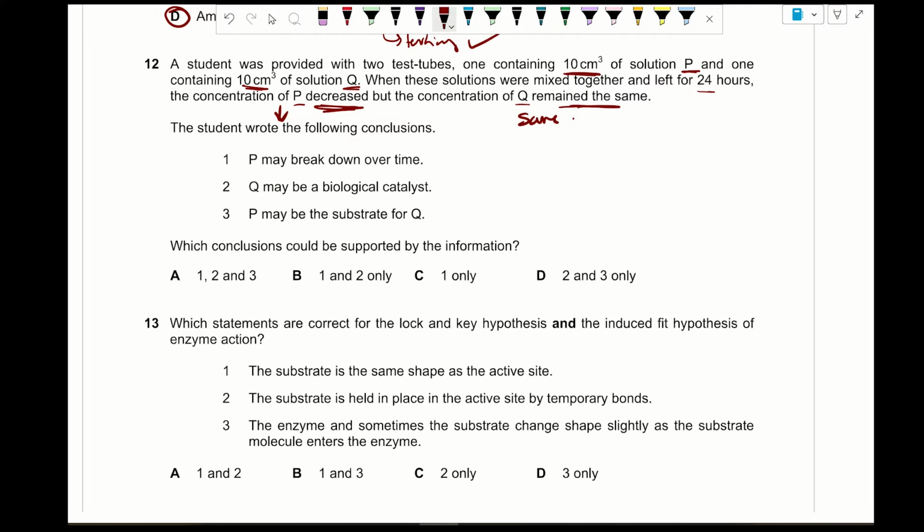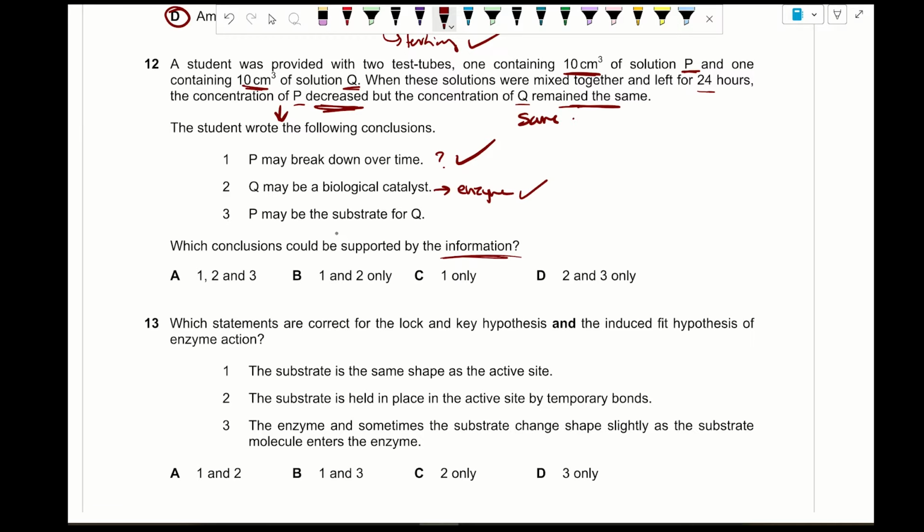The student wrote the following conclusions. Which conclusions could be supported by the information? So conclusion 1, P may break down over time. Yes, because it decreased, it might actually break down. So this is correct. 2, Q may be a biological catalyst. By biological catalyst, we mean an enzyme. And we know that the properties of an enzyme remain constant. They don't actually decrease in numbers. Therefore, this could be also correct.